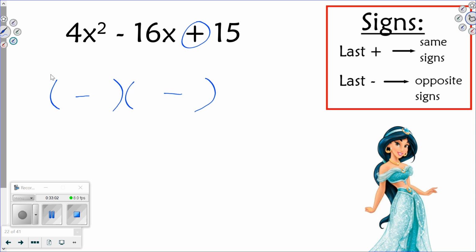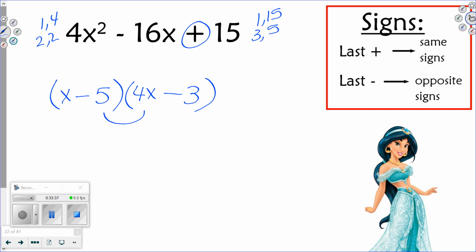All right, options for A, we have 1 and 4, or 2 and 2. Options for C, 1 and 15, or 3 and 5. Did you guys go 1 and 4 or 2 and 2? 1 and 4. So 1x and 4x. 1 and 15 or 3 and 5? 5 and 3? 3 and 5? You guys gotta talk to me. 5 and 3, thank you.